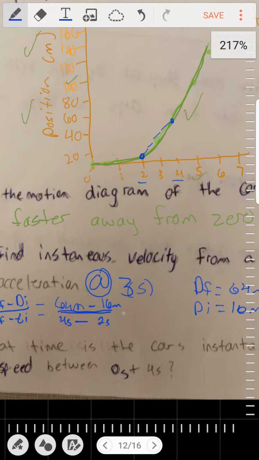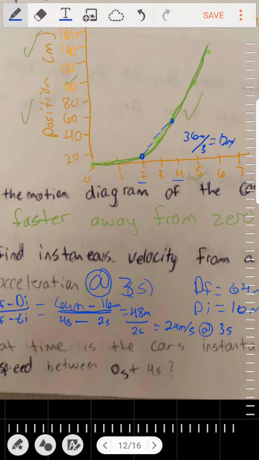Now I simplify. Equals 64 meters minus 16 meters, I apologize, equals 48 meters over 2 seconds, equals 24 meters per second. So the instantaneous speed at 3 seconds is 24 meters per second. It is not going to be the 12 meters per second that we thought. Remember, because this is 36 meters over 3 seconds equals 12 meters per second. Well, that's not it at 3 seconds. That's not it at all.